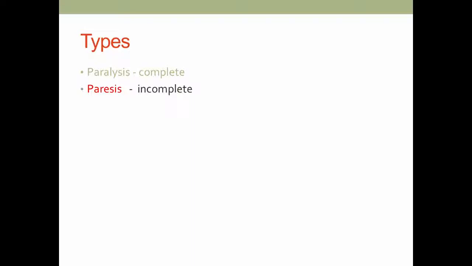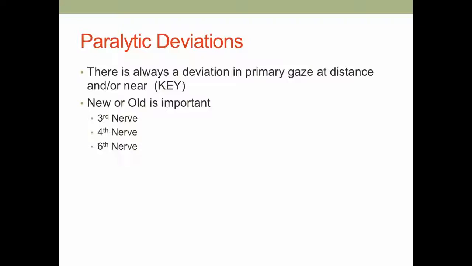It will pick up both paresis and paralysis, and ductions to differentiate if there is a paralysis there. If a vergence is normal, there is no need to do ductions of each one of the eyes. The key thing in true paralytic deviations is that in primary gaze at either distance or at near, there is a deviation. Let me repeat that. In a true paralytic deviation, there's a deviation in primary gaze either at distance, near, or in both.